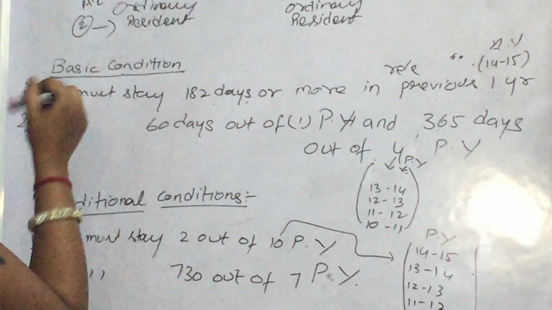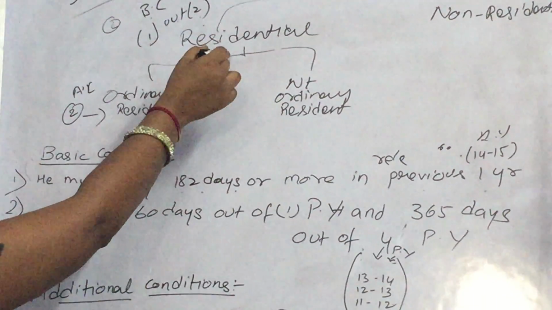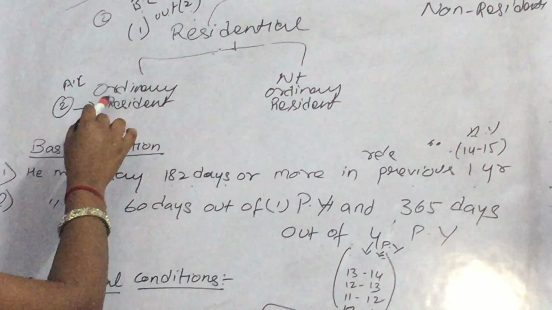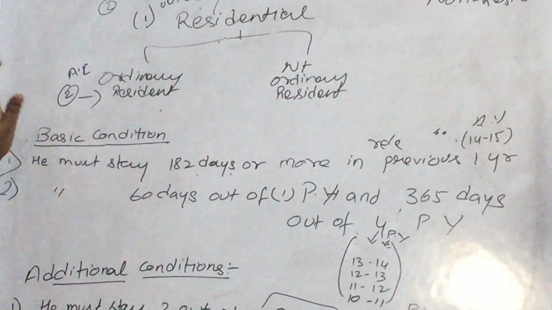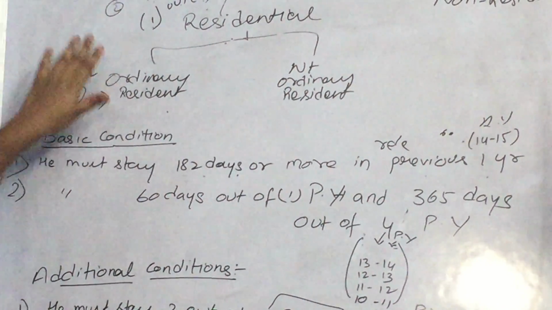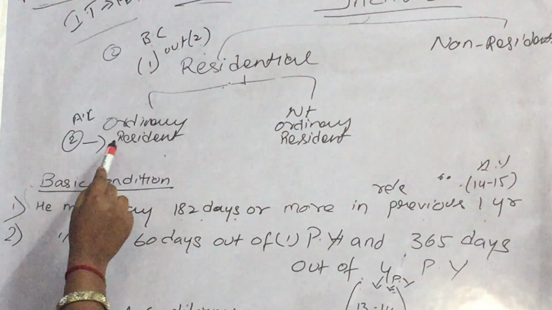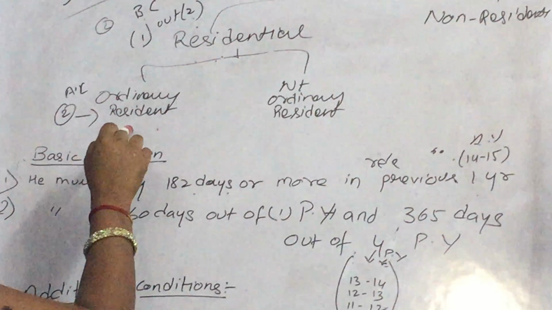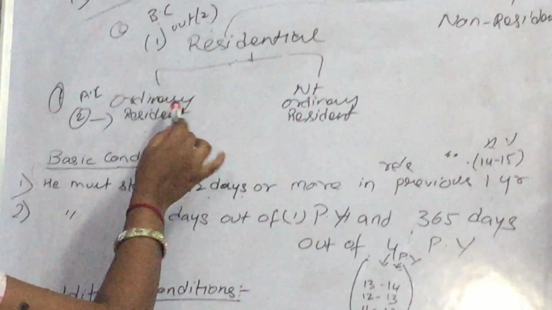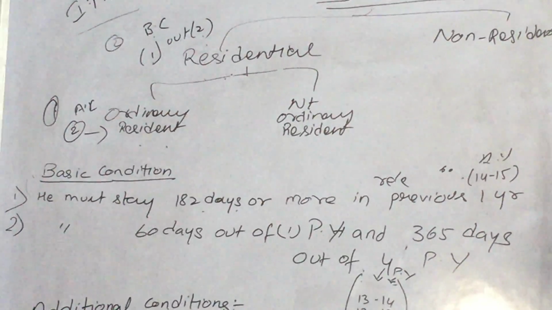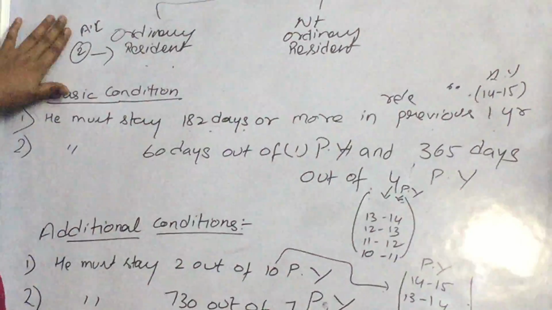How does a person become an ordinary resident? If he satisfies one basic condition out of two, he becomes a resident. Next, to be an ordinary resident of India, he must satisfy two additional conditions, not one, as given by the Income Tax Act 1961. If he satisfies both, then he becomes a resident and ordinary resident of India. If he satisfies only one additional condition, then he becomes a resident, not ordinary resident of India.